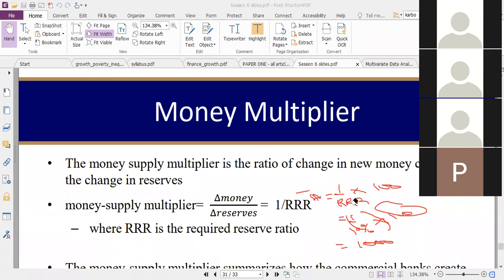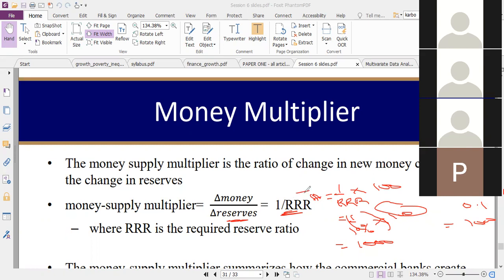So someone can easily say, okay, let's make life simple. If we ask you what is the total money created in the market, someone can say the total money created is 100 over the 10%, which is still the same as 1,000. You still get the same formula. You see? The formula is 1 over the reserve requirement ratio.